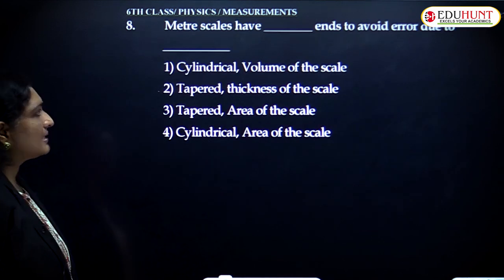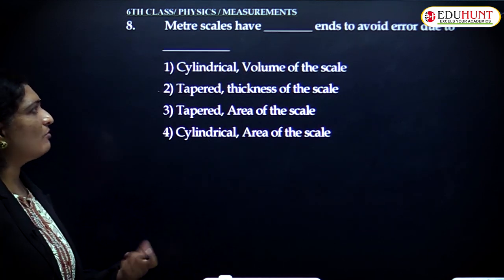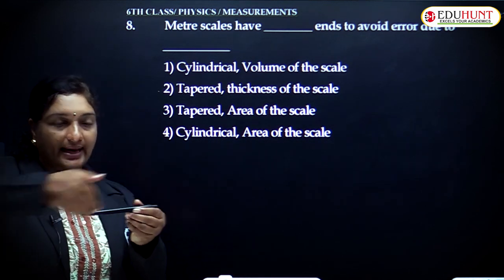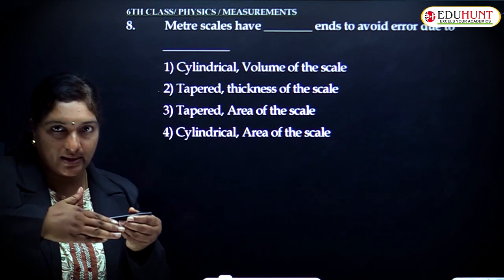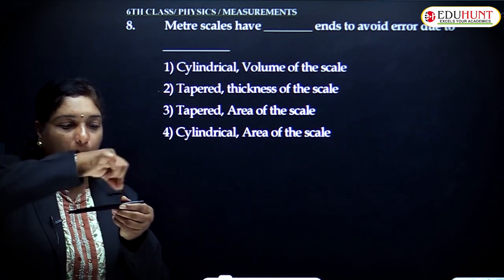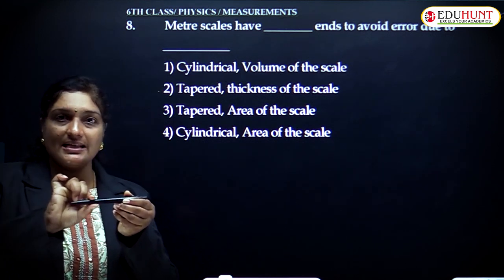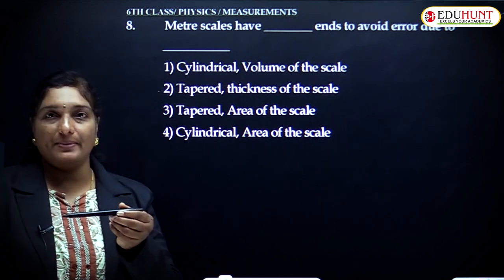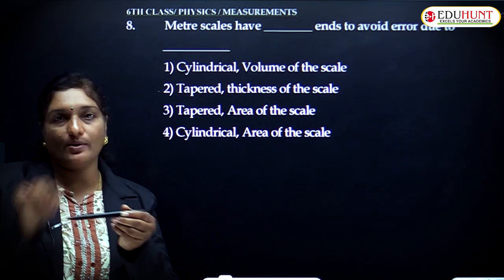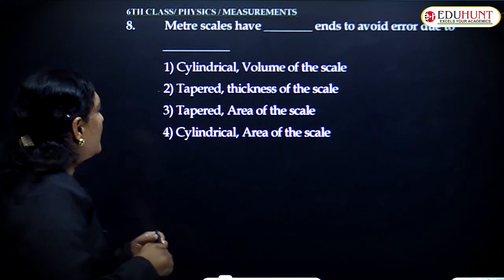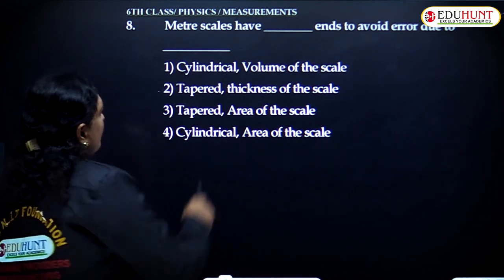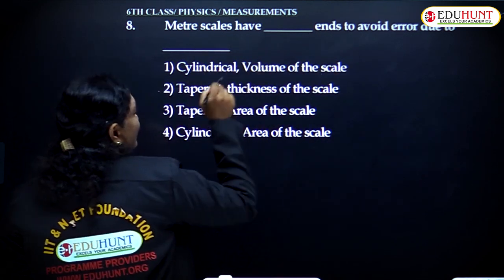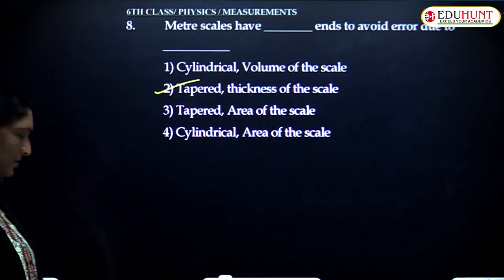Next, meter scales have tapered ends to avoid error due to thickness. Whenever you observe a meter scale, at the edge it will be a little tapered. What is the reason behind the taper? It means you can properly mark the reading. If thickness is there, you can't say 1 millimeter this way or that way, some error may happen. So if it is tapered, you can directly plot the point. Hence, meter scales have tapered ends to avoid the error due to thickness. So, your answer is the second option.